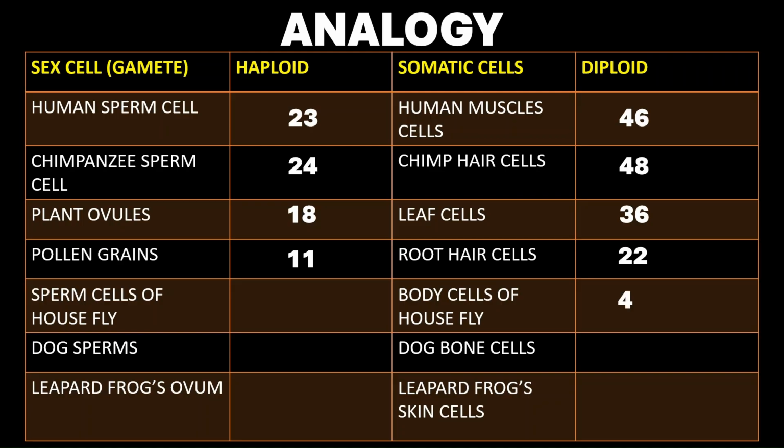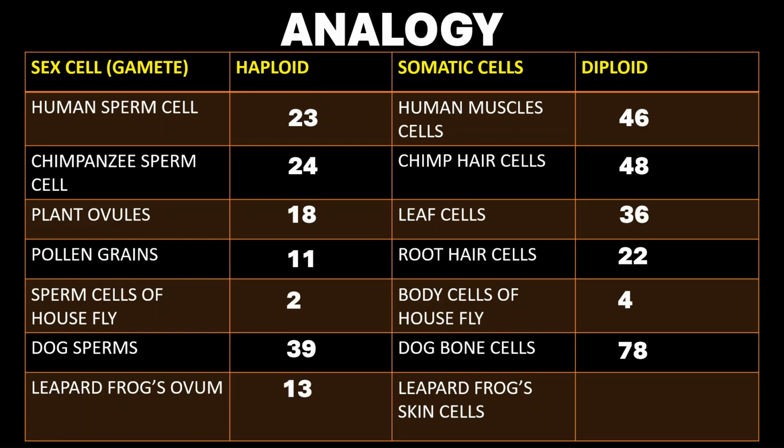What if we have 4 chromosomes in the body cell of a housefly? How many chromosomes will you find in the sperm cell of a housefly? It's going to be 2. Two means haploid, that is half of 4. What about dogs? In the case of their bones, you'll find 78 chromosomes. What about their sperms? How many chromosomes will you find there? 39. That is half the number of the diploid. Half of 78 is 39.